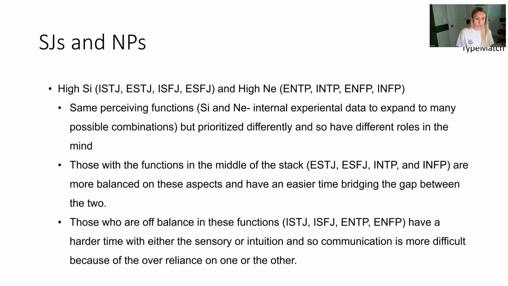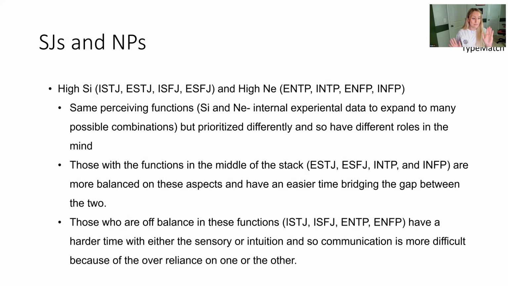Then finally, SJs and NPs, this combination works much the same as the NJs and SPs. They have the same perceiving functions, SI and NE, which is internal experiential data to expand to many possible combinations, but prioritized differently. And so they have different roles in the mind. So those with the functions in the middle of the stack, again, the ESTJ, ESFJ, and then the INTP, INFP are going to have an easier time bridging the gap between each other in this aspect.